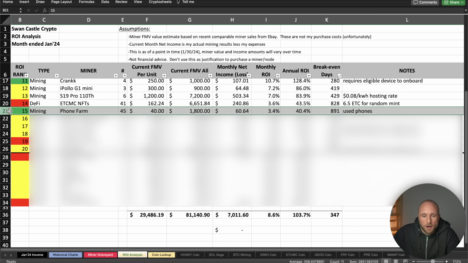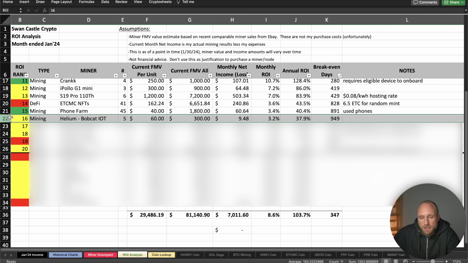Next, we have the phone farm. I think if you have some used phones, it could be a fun way to get into cryptocurrency mining at a low cost. So something to explore if you've got some old Android phones laying around. Next, Helium Bobcat IoT. The IoT token has done much better over the past couple months, helping to increase profitability here. If you can find a good location, it may be something lucrative, especially if you already have a Helium device or if you can pick one up cheap online.